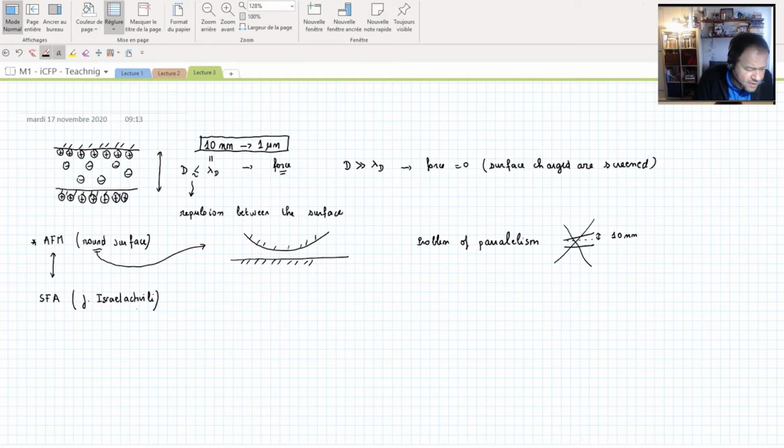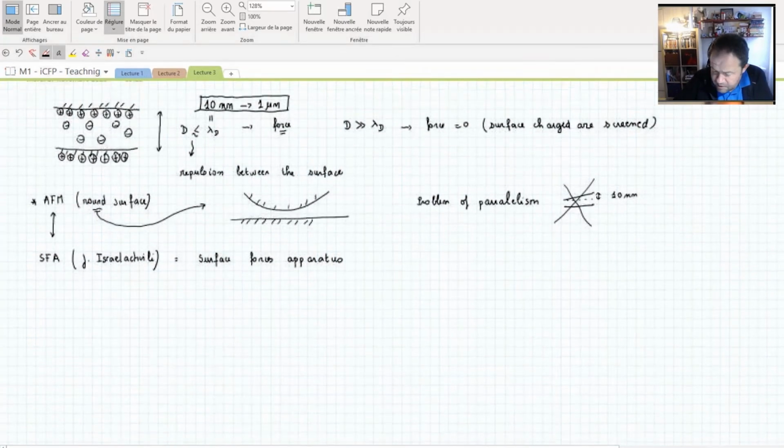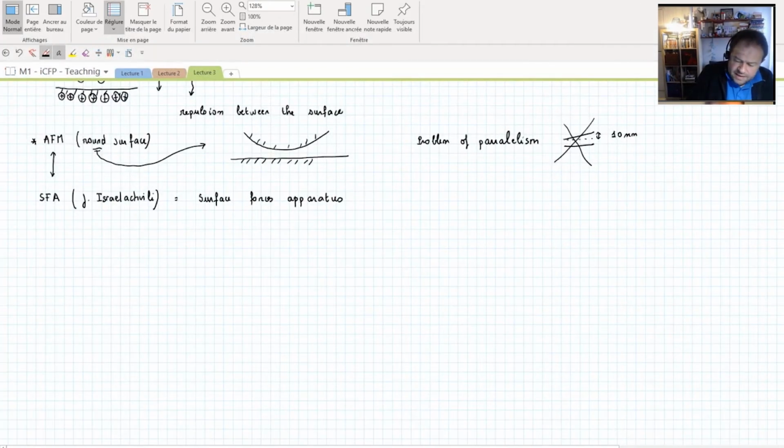And the question by Anirban is really interesting. I will try to answer the question about using the electrical capacitance. Oh, what is SFA? SFA is surface forces apparatus. So let's discuss that a little bit, because I think that this is really interesting.